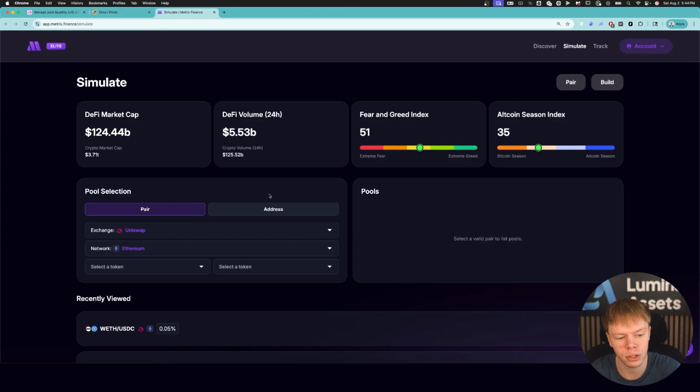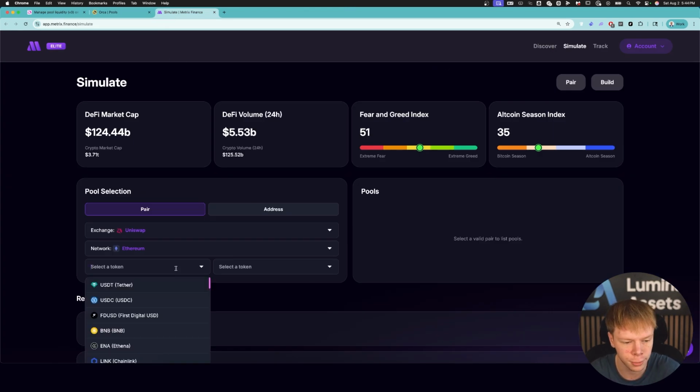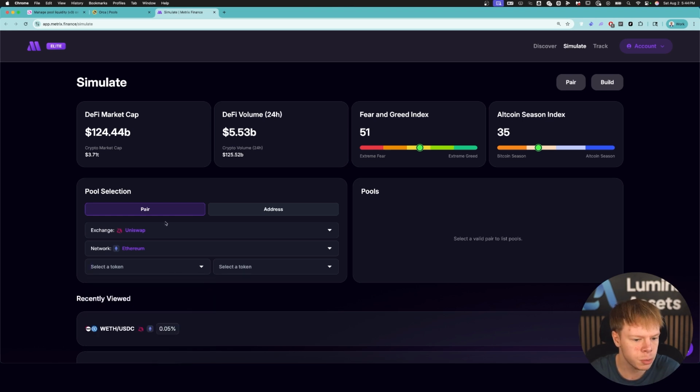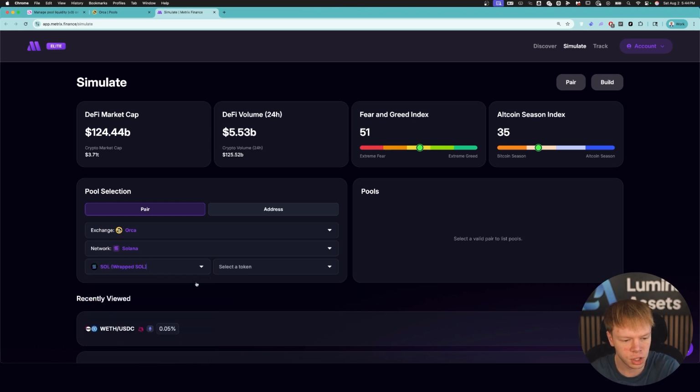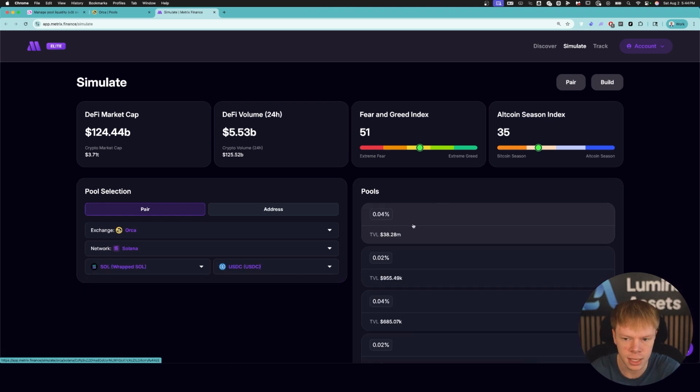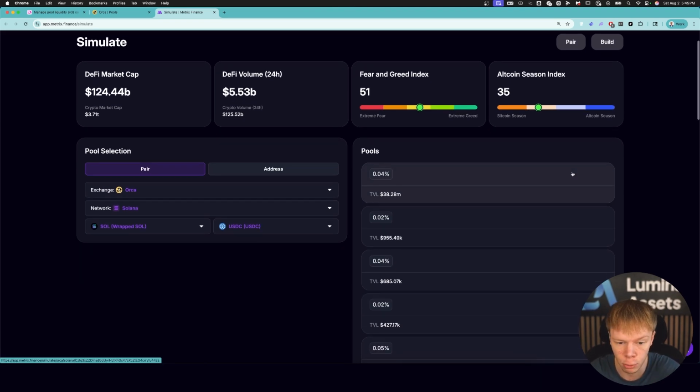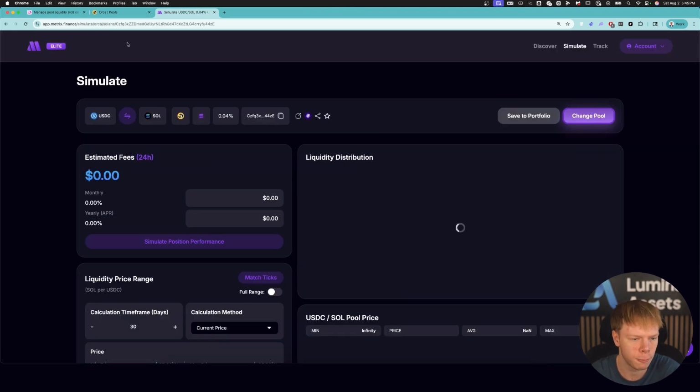Now, we can use Metrix Finance to figure that out. And the best part is the majority of the simulate functionality is free. Let's pull up, we'll start with Orca this time, the SOL to USDC liquidity pool. So I'm just going to type in SOL and type in USDC. Metrix Finance has an engine where you can find liquidity pools, and you can also track your performance after you deploy your capital into them. We'll select this one over here, which is the 0.04% fee tier.